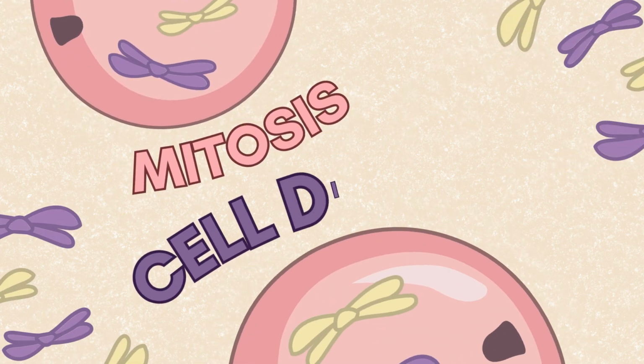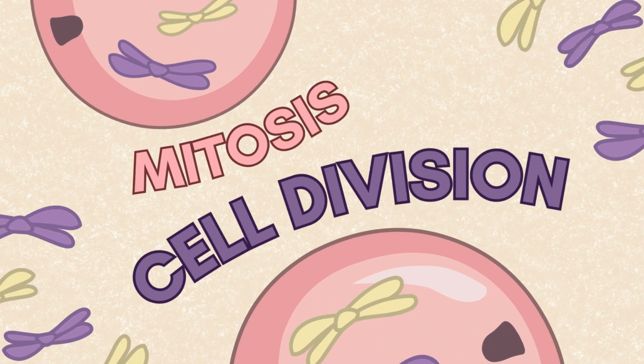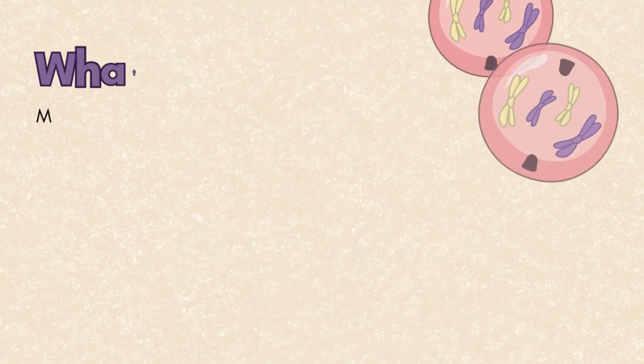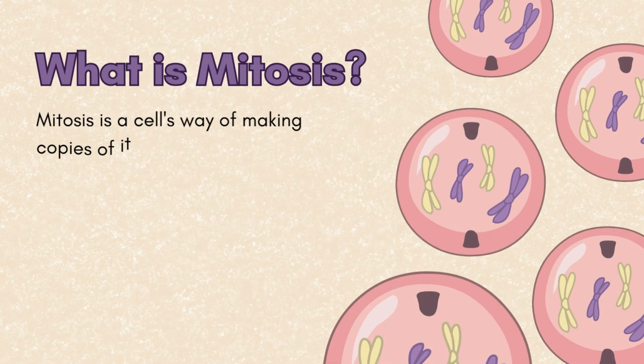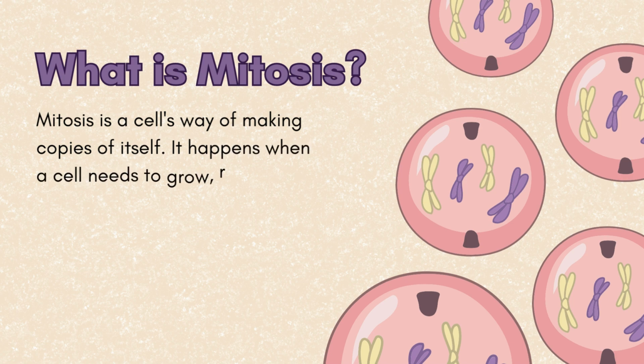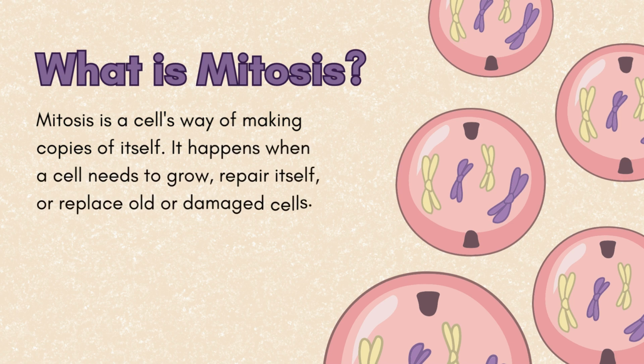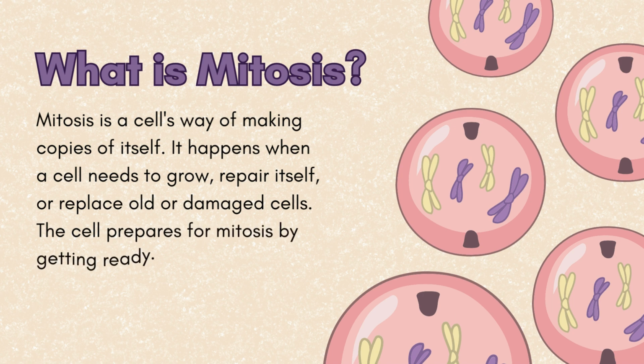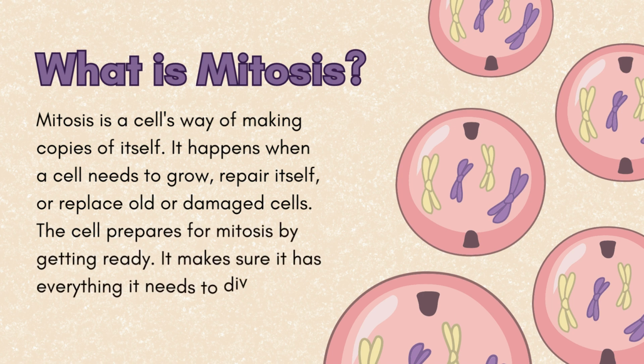Welcome to our lesson on mitosis, the essential process of cell division that fuels growth, repair, and regeneration in every living organism. Mitosis is a cell's way of making copies of itself. It occurs when a cell needs to grow, repair damage, or replace old cells. Before dividing, the cell prepares by gathering all the necessary materials to split into two new, identical cells.